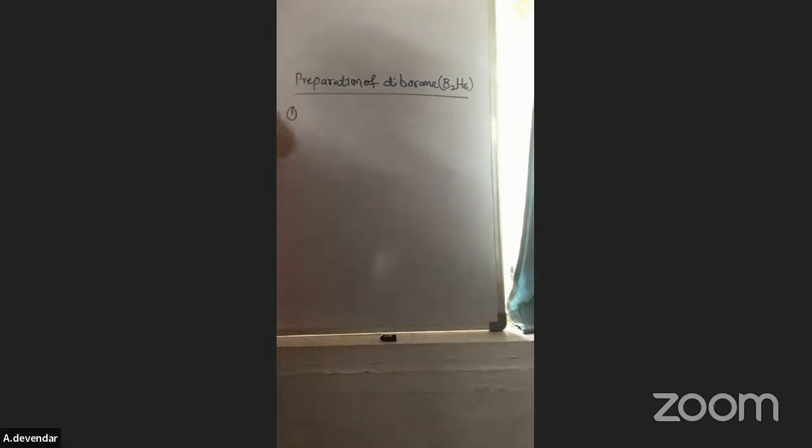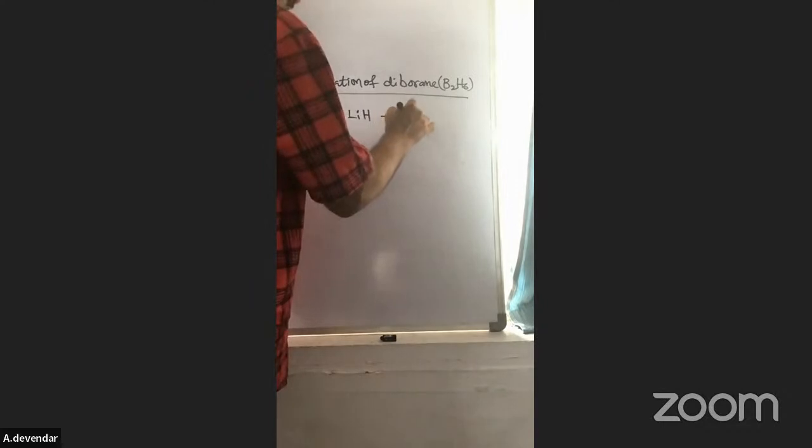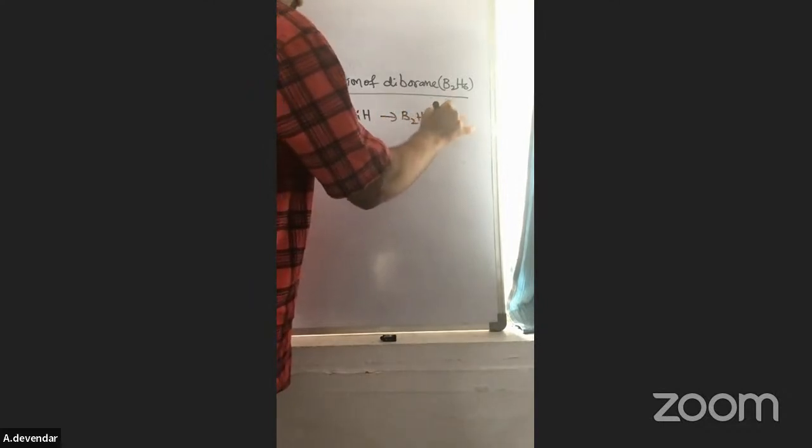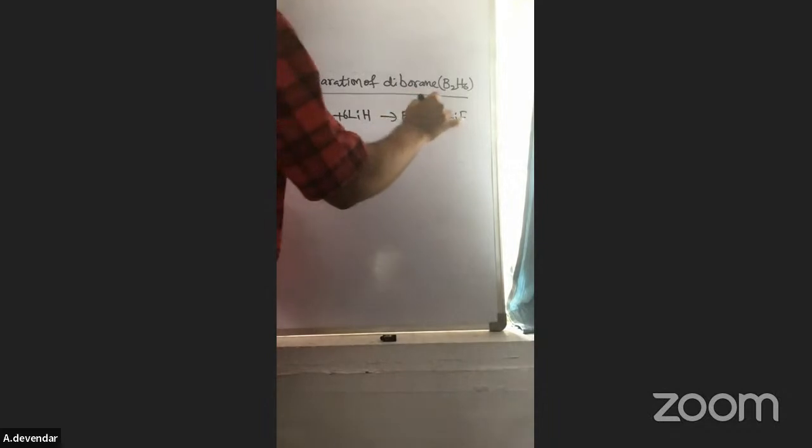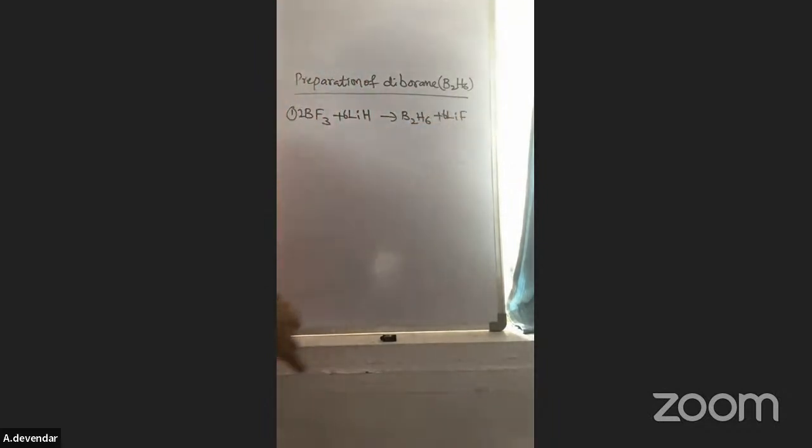First preparation. This is boron trifluoride. Very simple one. Boron trifluoride is reacted with lithium hydride, with formation of diborane and lithium fluoride. Very simple. We simply multiply this with 3, 6, 1. Now for balancing purpose, here we are getting 6. First preparation: boron trifluoride is reacted with lithium hydride, with formation of diborane.